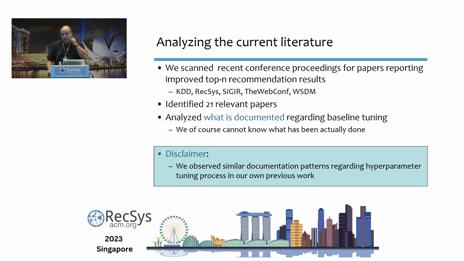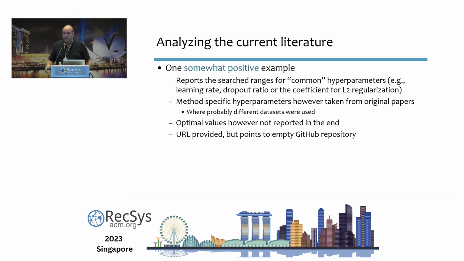We found 21 relevant papers that do top-N recommendation, and we looked at what is documented, right? We're not making any claims about what researchers did, whether they tuned baselines or not. We just look at what is documented in the papers. We cannot know what was done, and there's a disclaimer. If we look at our own research, we exhibited the same patterns of shallow reporting and maybe of limited tuning, to be honest. So this is what we found, and let's look at some examples. Here's one, and we're not mentioning explicit papers here. The list of examined papers is in the online material.